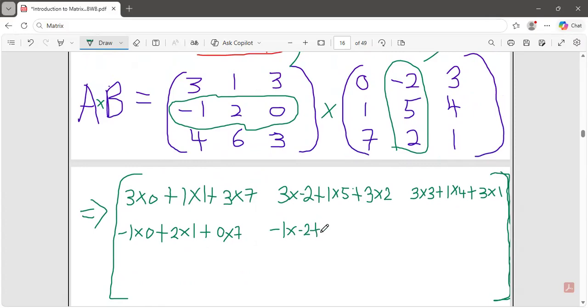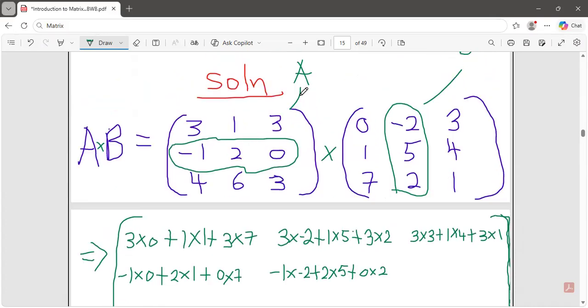Plus 2 times 5. Then we still bring our plus: 0 times 2. You see, that is how it's going to look: -1 times -2, plus 2 times 5, plus 0 times 2. Then at the far side, what is going to happen?